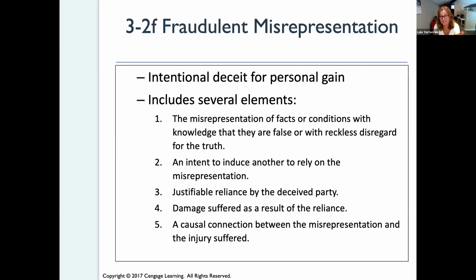So an intent to induce another to rely on the misrepresentation has to have occurred. In other words, a salesperson did it knowing that you're going to believe him or her, right? And you're believing that person. You have suffered damages as a result.